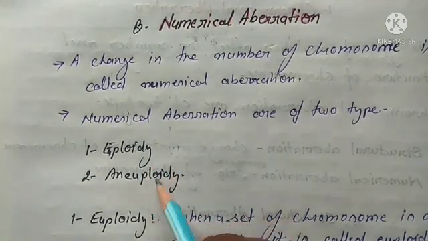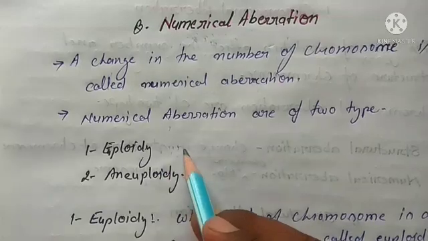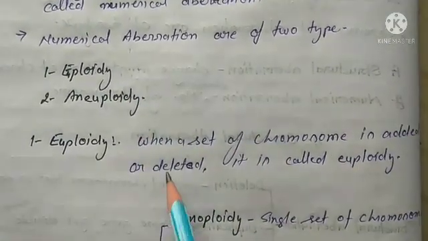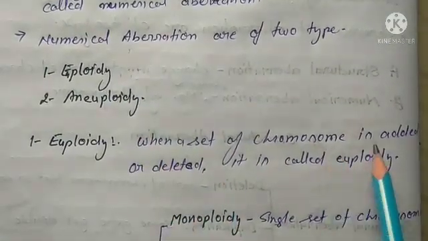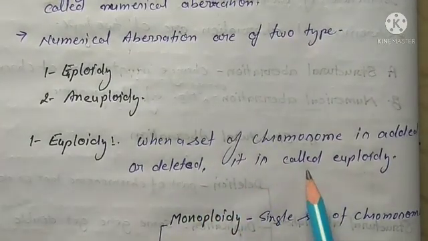Aneuploidy means that when one or two chromosomes are added or deleted in a diploid cell, that type of numerical aberration is known as aneuploidy. So first we discuss euploidy. Euploidy means when a set of chromosomes is added or deleted.